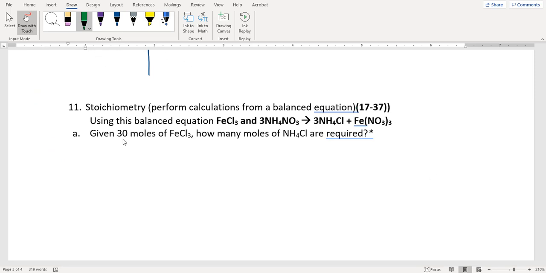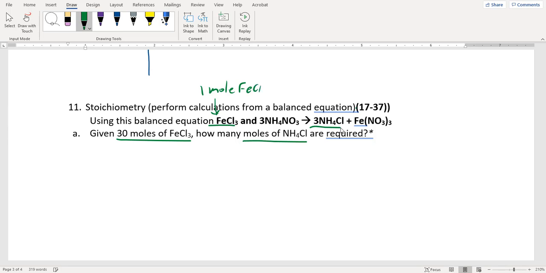We need to start off with the moles, given whatever number that we have. So in this case, 30 moles of iron chloride, and then we need our target moles. Notice there are different types of species, iron chloride and ammonium chloride. So you need a balanced equation in order to convert it properly. You are going to use the coefficients in front, and the coefficients in front tell you the amount of moles needed for this proper chemical reaction.